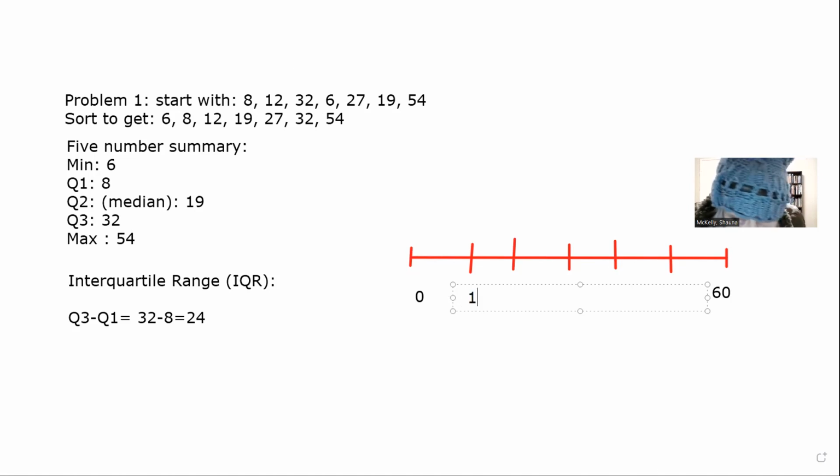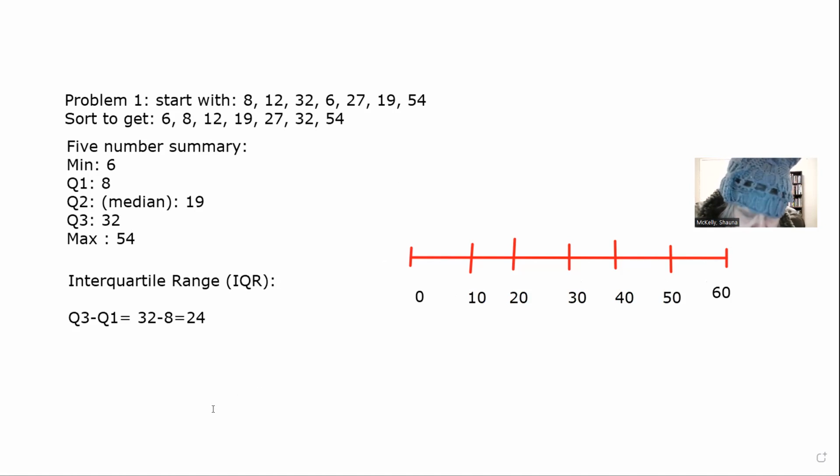This is 10 units. This is 20 units. This is 30 units. This is 40 units. This is 50. Okay, so it would look something like this. Now we don't have a y-axis with a box plot, but what we do have is a rectangle.